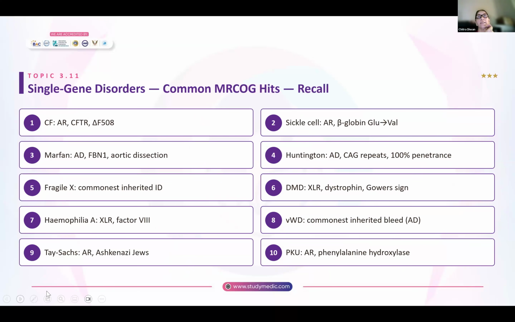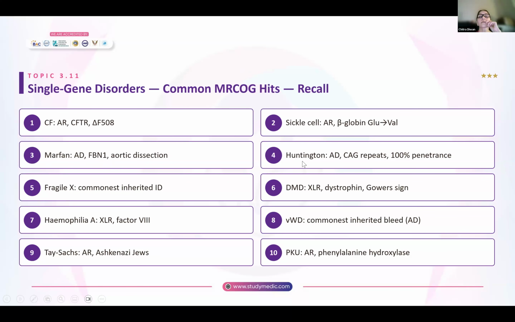So the commonest hits that you have to recall is cystic fibrosis. It is autosomal recessive. Defect in CFTR. The commonest mutation that is seen is delta F508. Sickle cell, autosomal recessive. There is a defect in the beta globin where glutamic acid gets replaced by valine. Marfan's, it is again autosomal dominant. There is a defect in the FBN1 allele. Aortic dissection is a very common feature seen in people with Marfan. Others are unusually tall, subluxation of the lens, joint hypermobility.